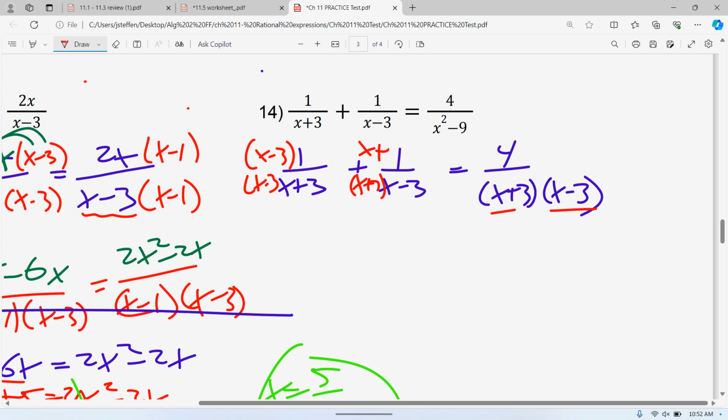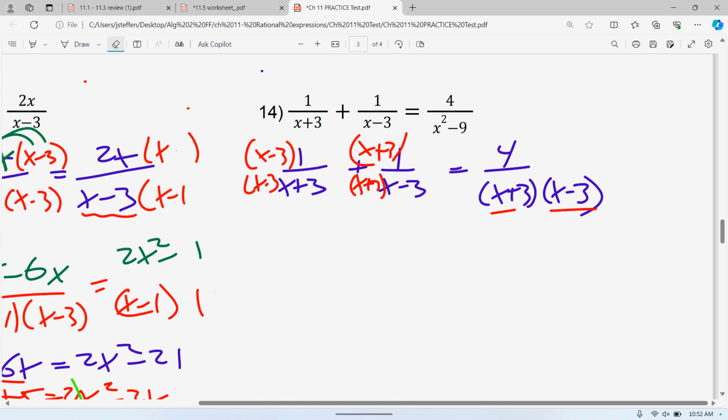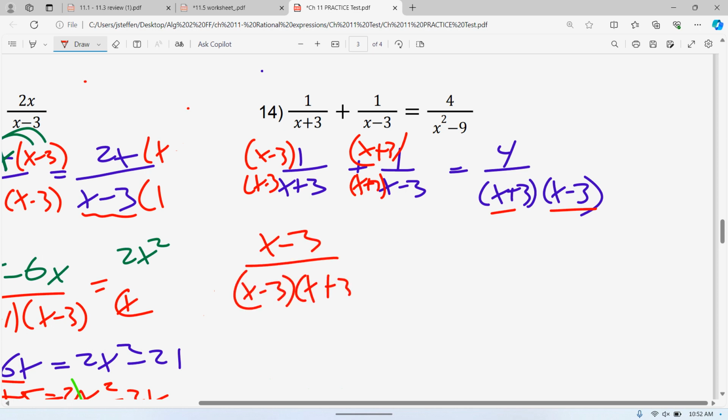So we end up, and actually this is where I start erasing some of this so I have some space. So distributed, we have x minus 3 over x minus 3 times x plus 3 over x minus 3. Sorry, x minus 7. Is equal to 4 times x plus 3, x minus 3.